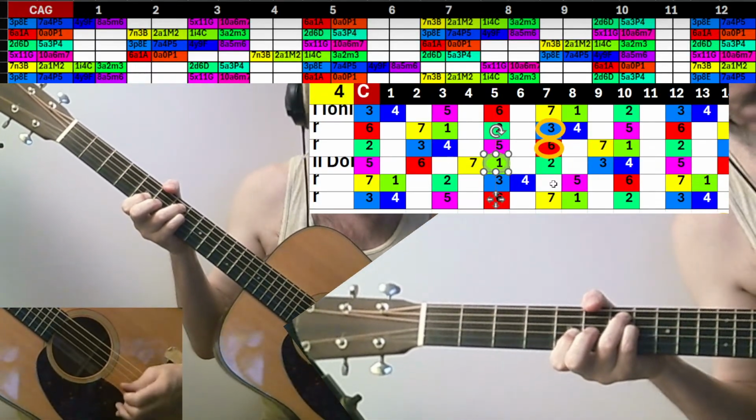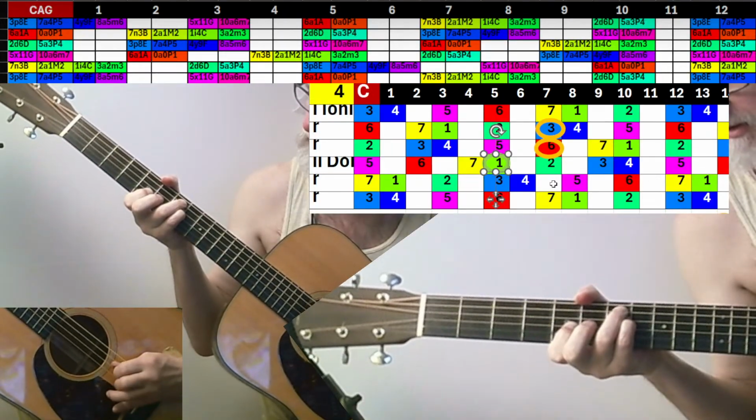Trying to target, rest my pick on that bottom string.